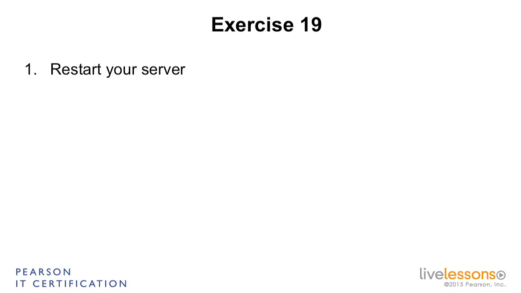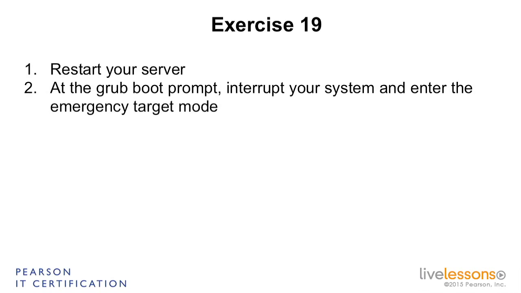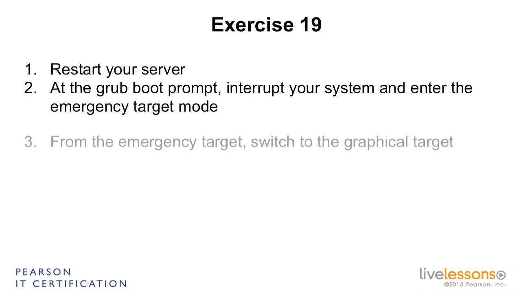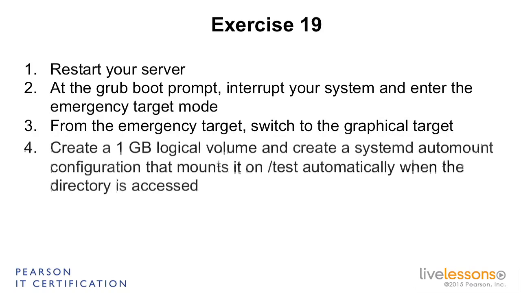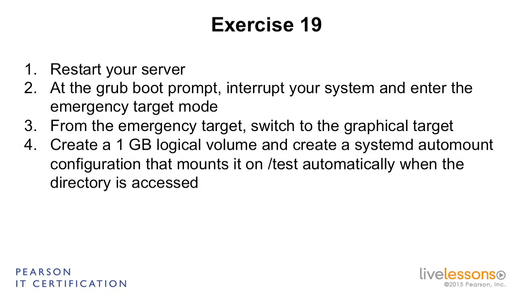So now that we have covered system startup, let's have a look at the exercise. I would like you to restart your server. Next, at the GRUB boot prompt, interrupt your system and enter the emergency target mode. And from the emergency target, switch to the graphical target. From there, create a 1 GB logical volume and create a systemd automount configuration that mounts it on /test automatically when that directory is accessed.